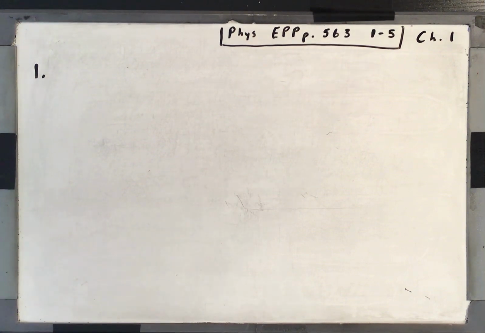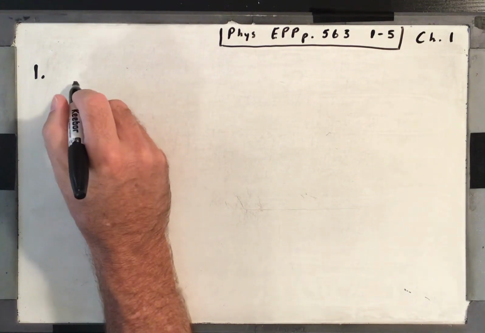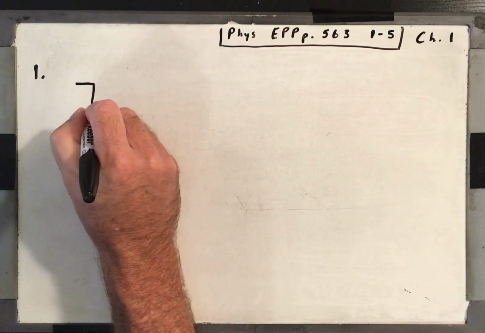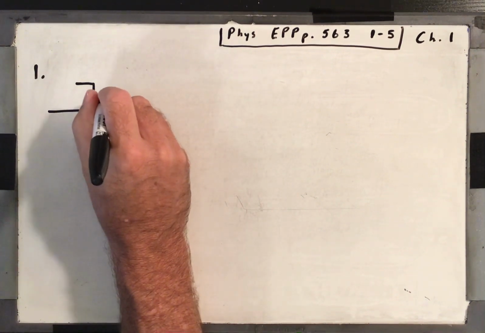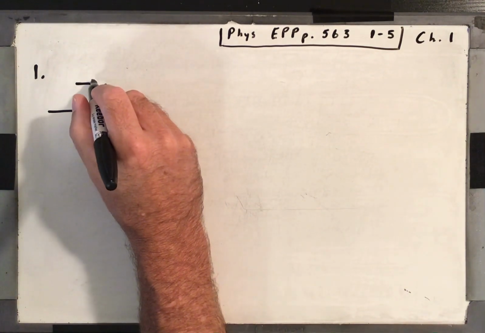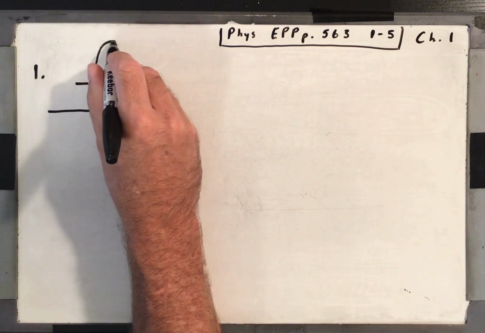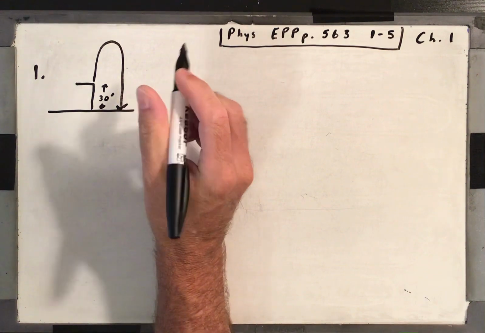So number 1 says a person standing on the edge of a 30-foot cliff throws the ball straight up into the air. If the ball travels 50 feet up and then falls to the bottom of the cliff, what would be the total distance traveled and what would be the displacement of the ball? Okay, so let's draw what we've got here. Let's say we've got a cliff and it's 30 feet. Okay, and the ball goes up 50, down 50, and then hits the ground.